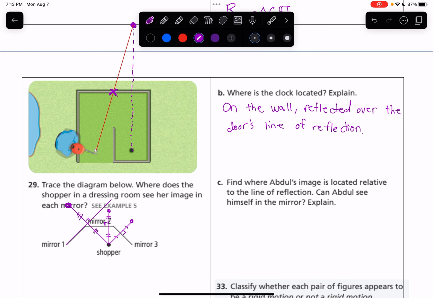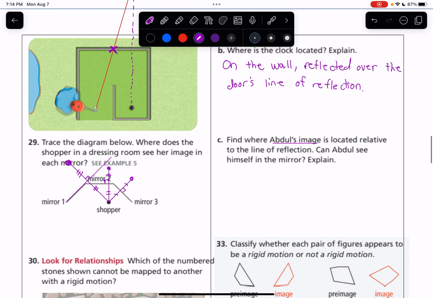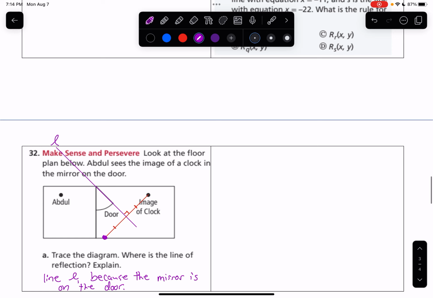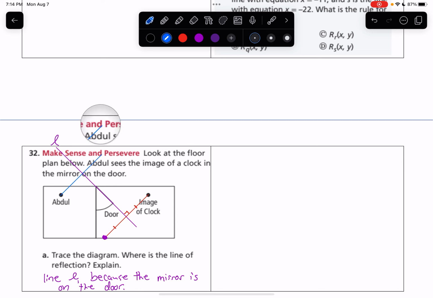And finally, find where Abdul's image is located, right? Where is his reflection located relative to the line of reflection? Can Abdul see himself in the mirror, and explain? So in order to find where Abdul is related to the line of reflection, we're going to draw a line from Abdul to the line of reflection, and we're going to make it perpendicular and go about the same distance on the opposite side as we are from the mirror. So now we have this bisector and it's perpendicular.